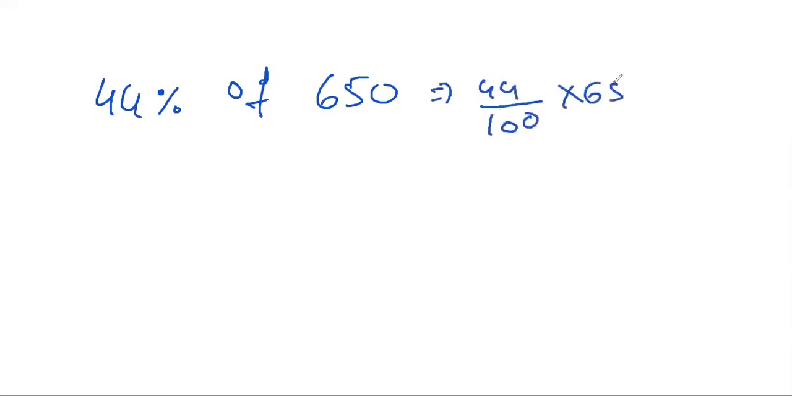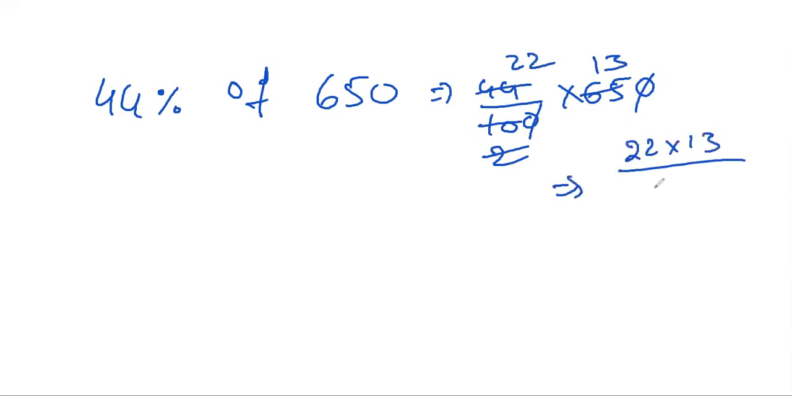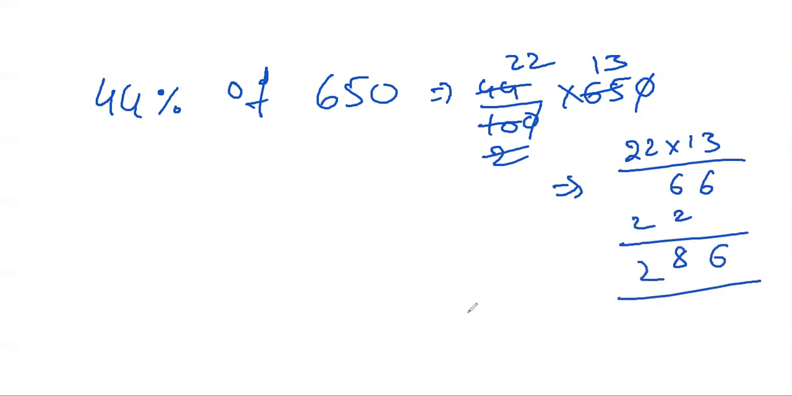For example, 44% of 650 you are having anywhere. What will we do? Generally, people will do 44 by 100 into 650. 0, 0 cancel, sir. 5 cancel 2 times, 5 cancel 13 times. 2 cancel 22 times. 22 into 13. We'll do the calculation like this. So 3 2s are 6, 3 2s are 6, 1 2 is 2, 1 2 is 2, so 286. But is this much calculation required?